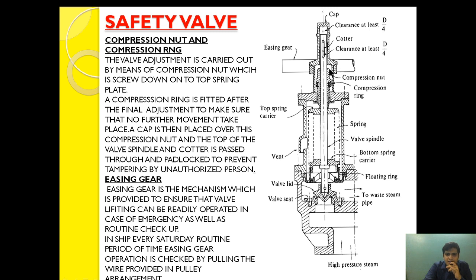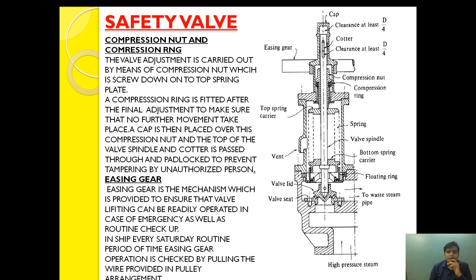This valve is attached to the valve spindle, so it will try to lift the valve against the spring, and for that a clearance of d by 4 is provided above the top cap. Once we pull it down, it will pull the spindle up against the spring and lift the safety valve. This is provided so that we can check that the safety valve is operational from time to time, and second, in case of emergency we can operate it manually. For that reason the easing gear is provided.